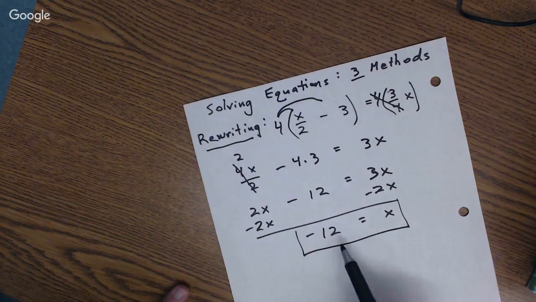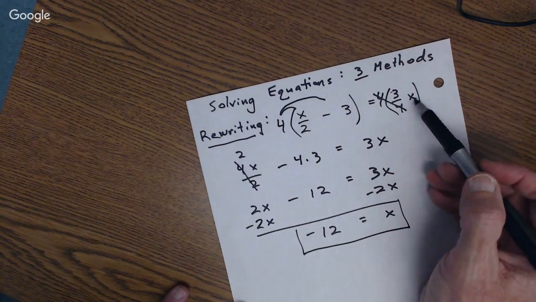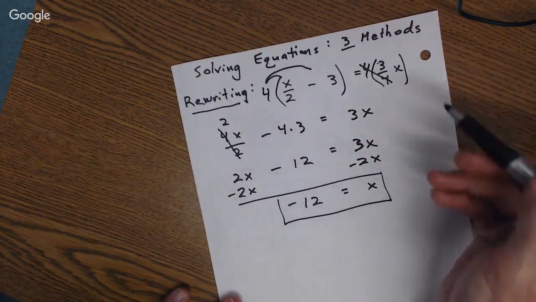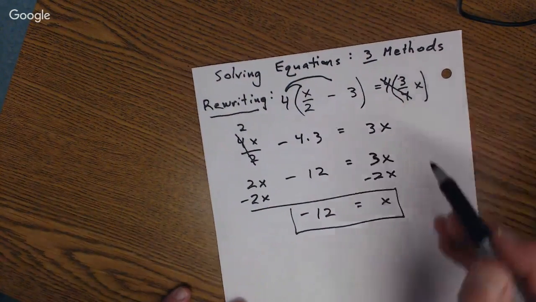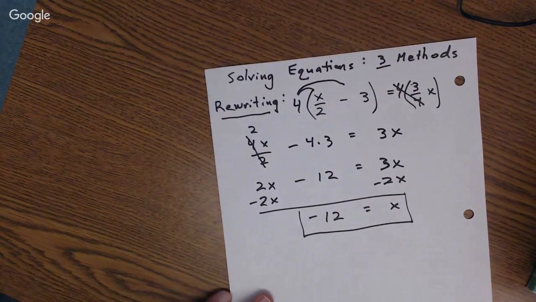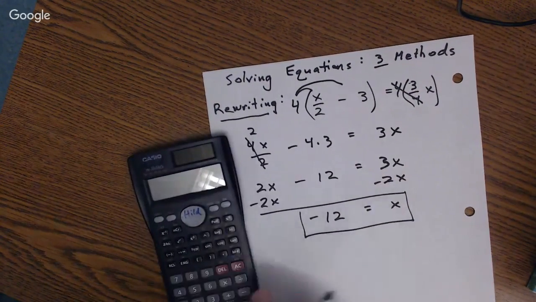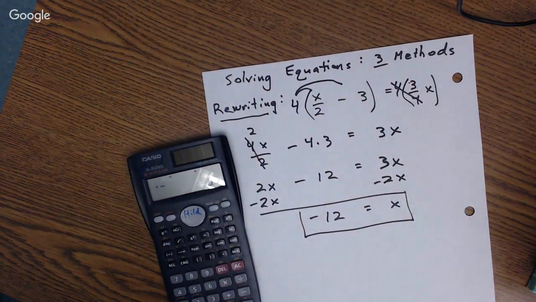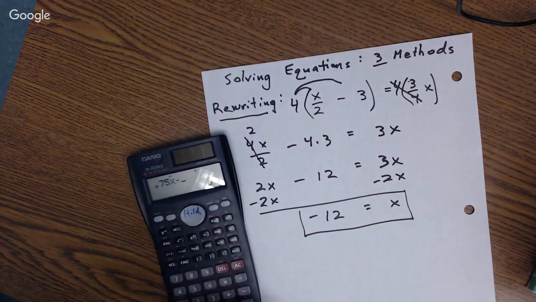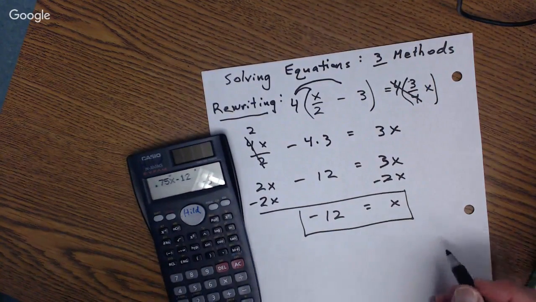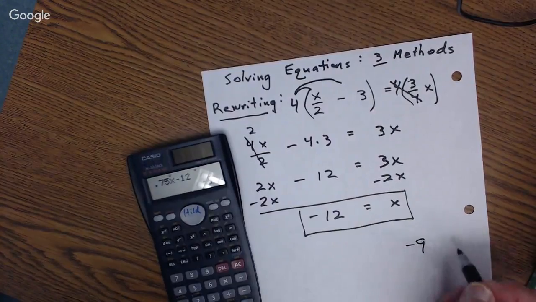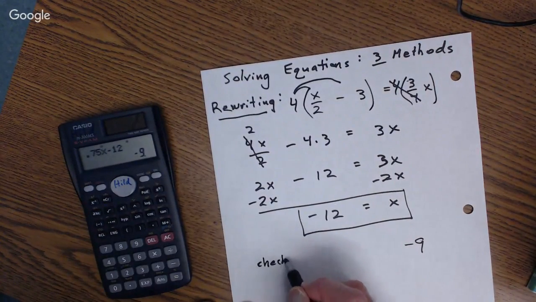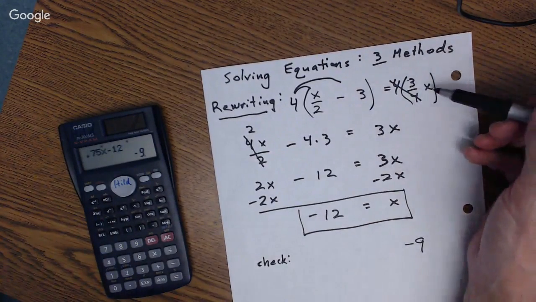I can check that on my calculator by putting it back in this side and seeing what this side of the equation equals. Make sure you go back to the original equation and do a check. If I do that on my calculator, let me just do it real quickly. I'm going to put negative 12 in here for x, so 3/4, so 0.75 times negative 12. This side of the equation is going to equal negative 9. So this is my check. Make sure you check in the original equation.